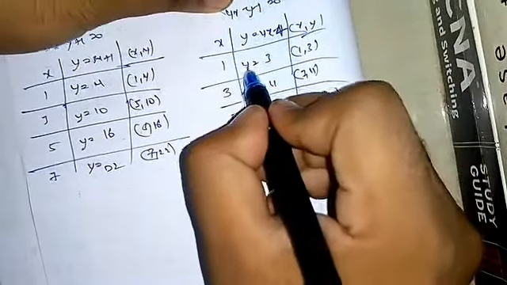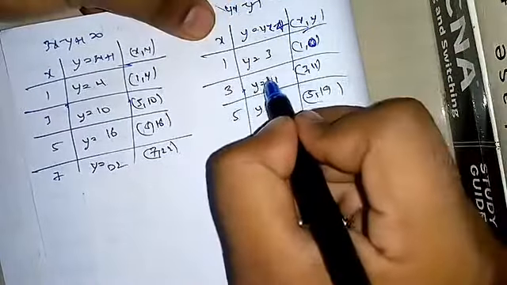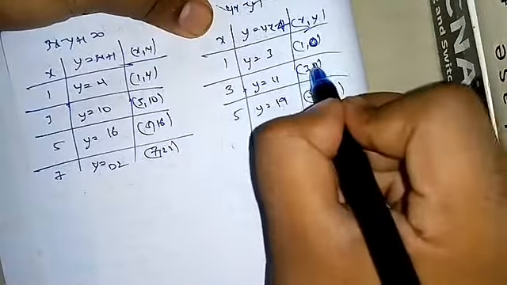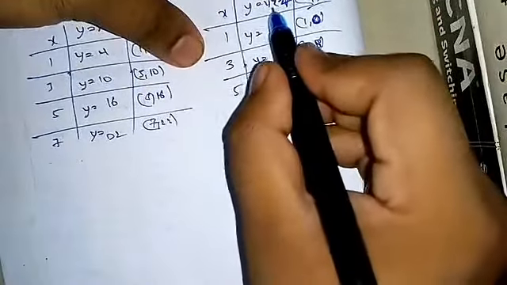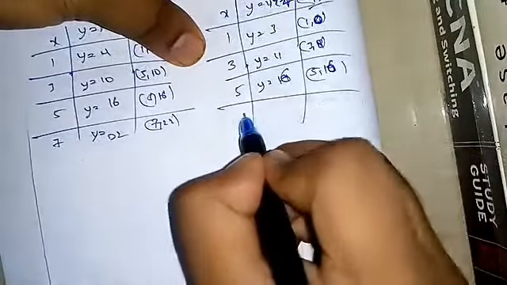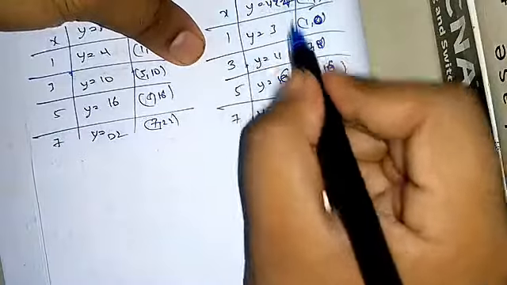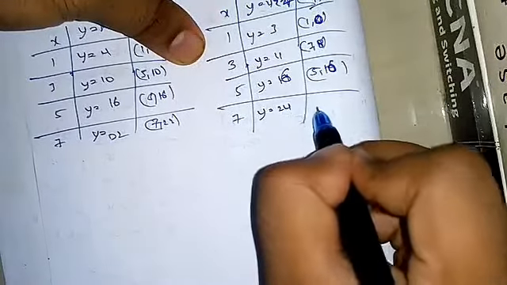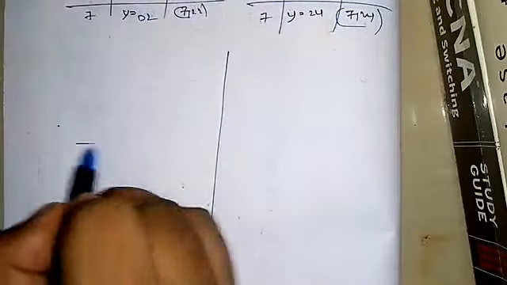So for 1 it will be 0. For 3 it will be 4 3s are 12 minus 4 is 8. For 5, 4 5s are 20 minus 4 is 16. So it will be 16. Next, for 7, y will be 7 4s are 28. 28 minus 4 is 24. 7 comma 24. Let's plot these points on the graph.